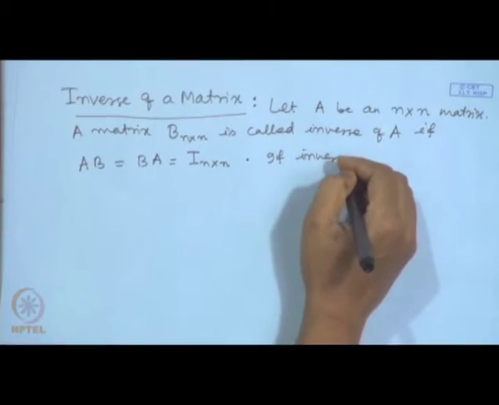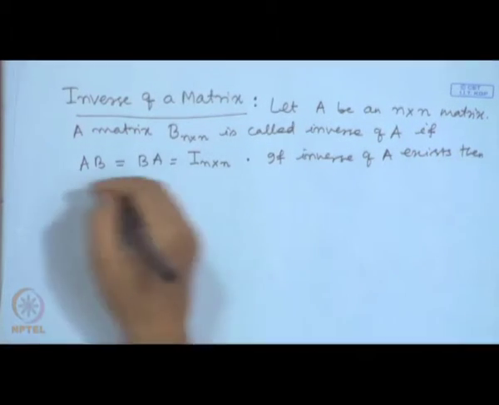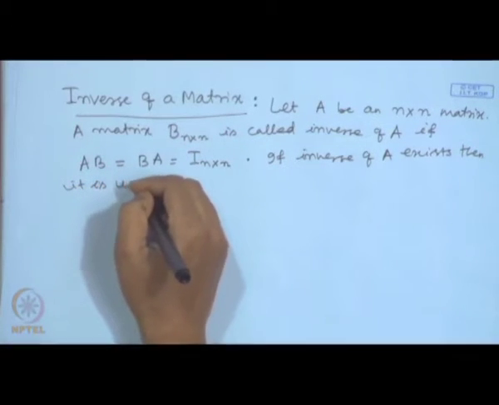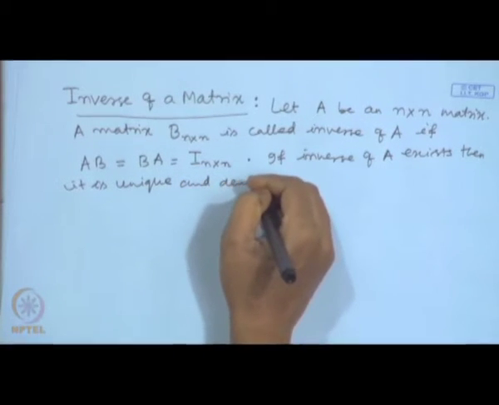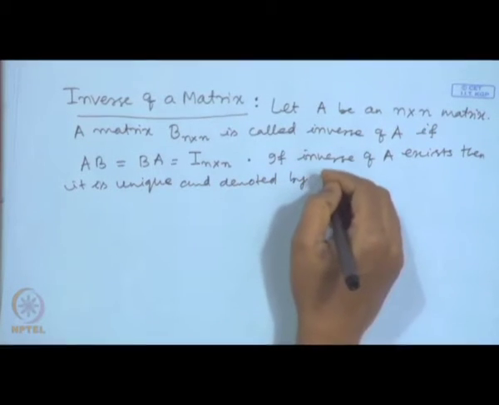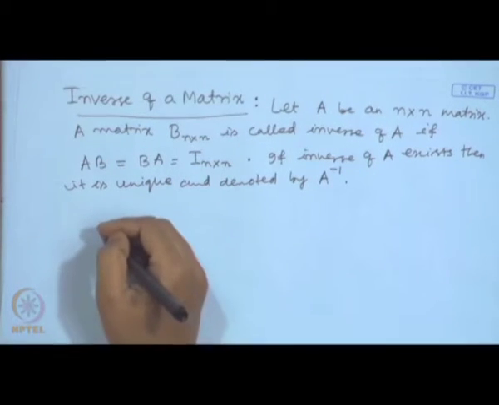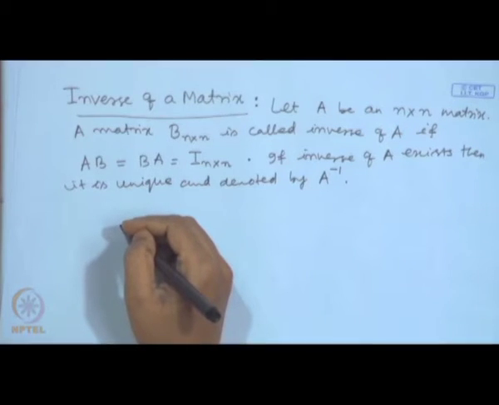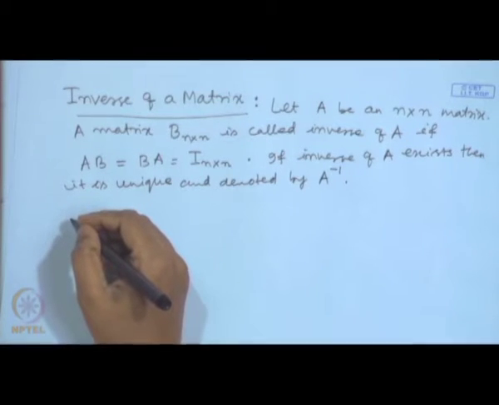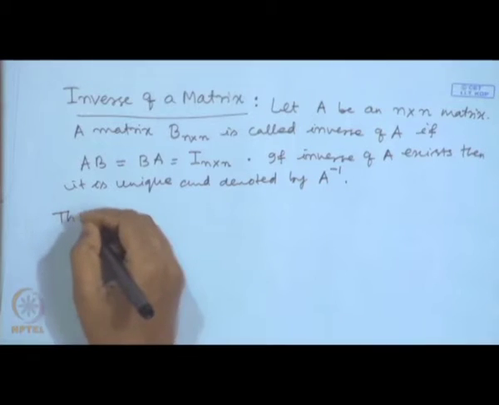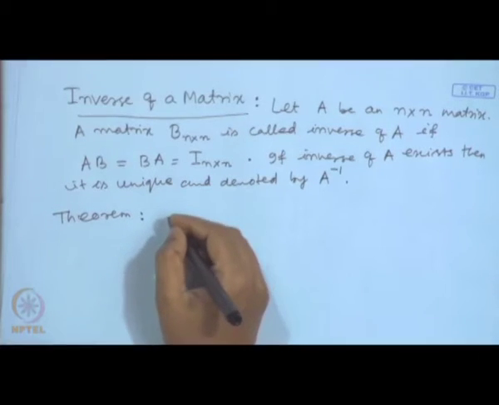If the inverse of a matrix A exists, then it is unique and denoted by A inverse. So, the inverse of all square matrices may not exist. Here in the following theorem, we give a necessary and sufficient condition for the existence of the inverse of a matrix.